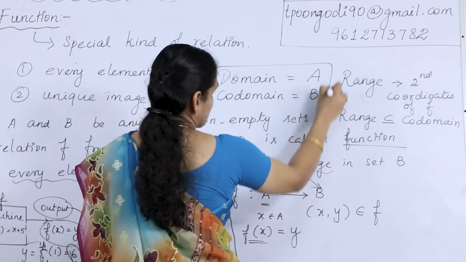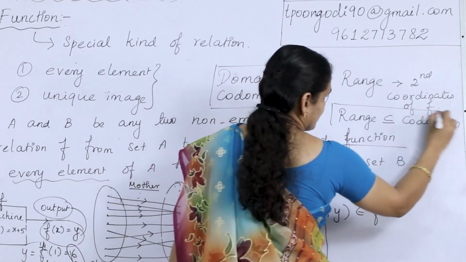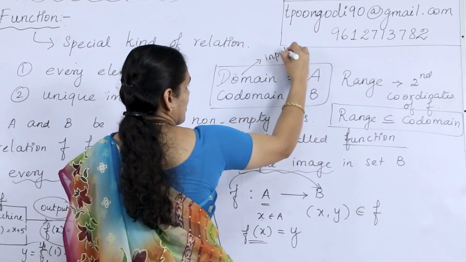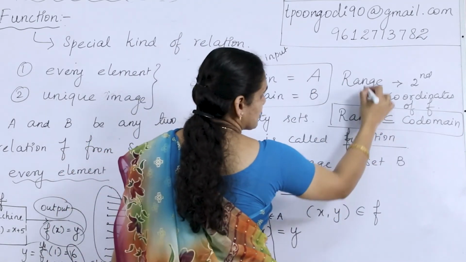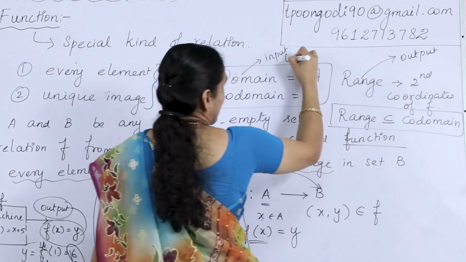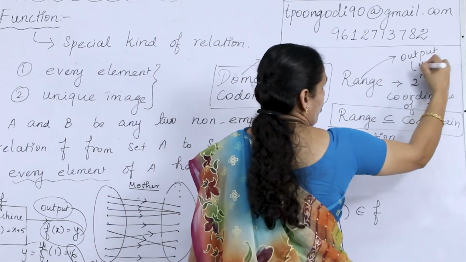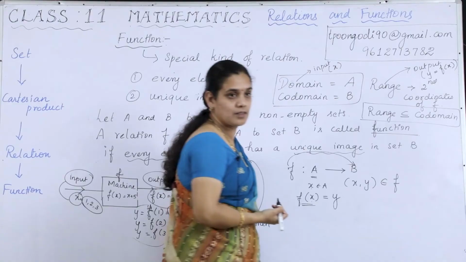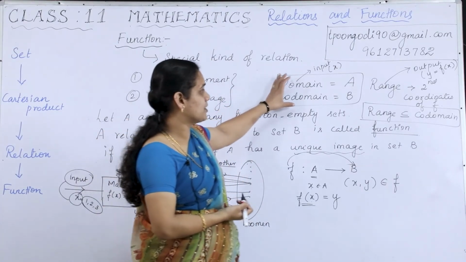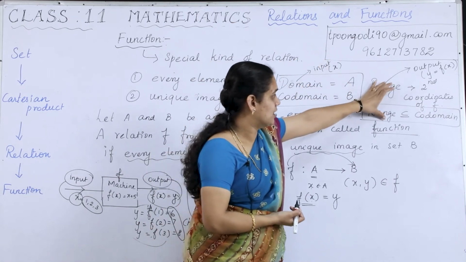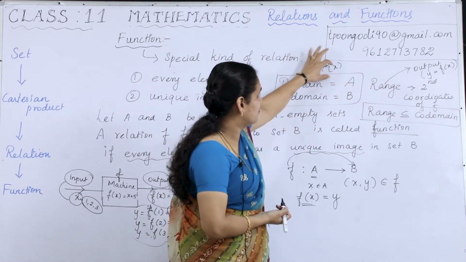Please take note of this. The domain is input and the range is the output. This is x and this is y or f(x). If you try to learn from the textbook, you will get puzzled. So please write down somewhere that the domain is nothing but the input, that is x.